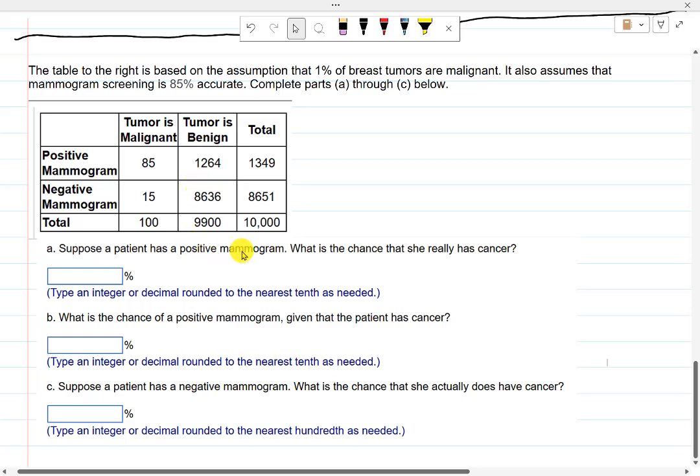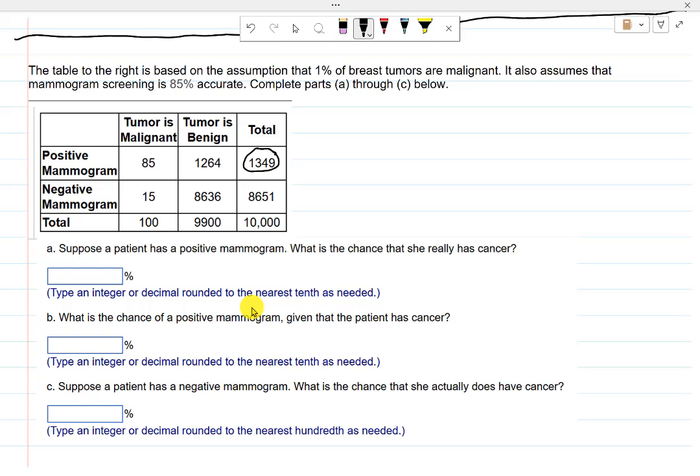Suppose a patient has a positive mammogram. What is the chance that she really has cancer? So a positive mammogram, that was 1,349 people total. Which of these have cancer? Well, 85 of them do. So for part A, I'm going to take 85 over 1,349 and multiply it by 100%.